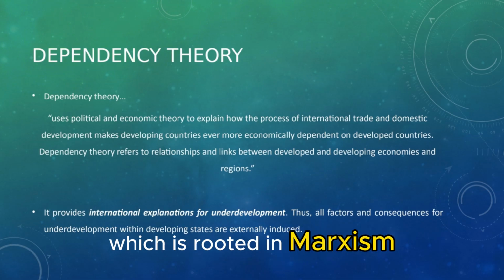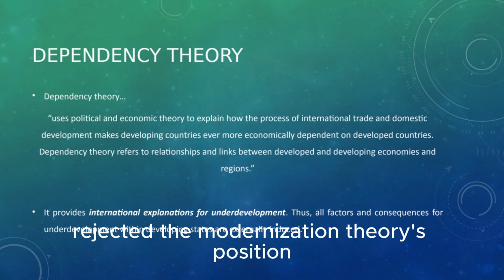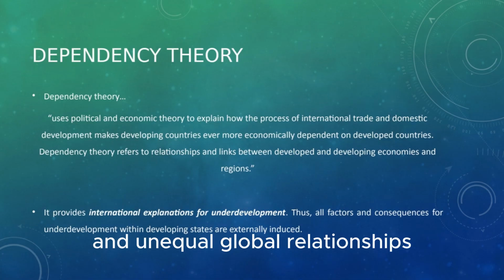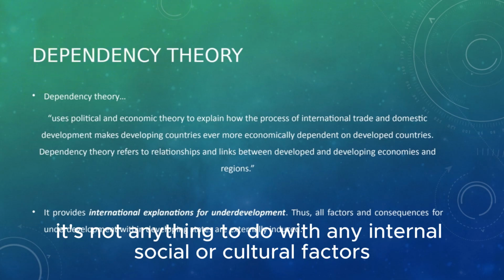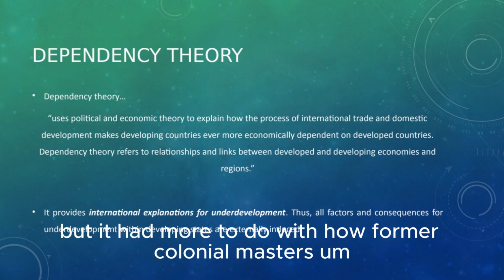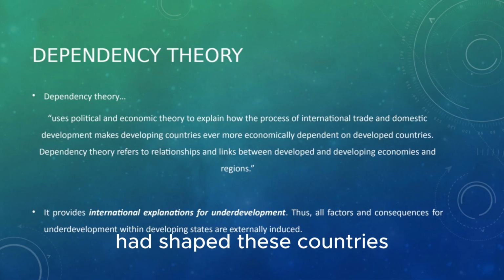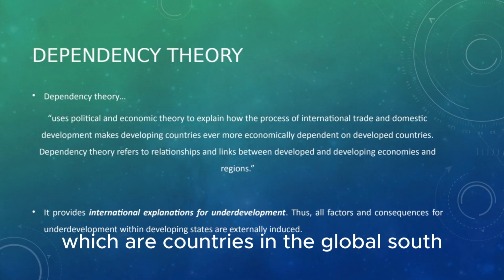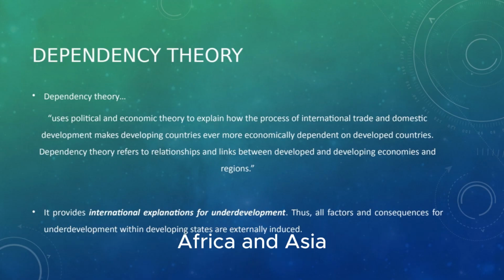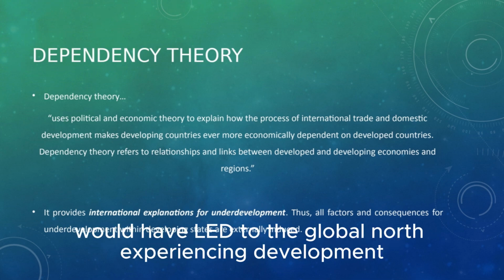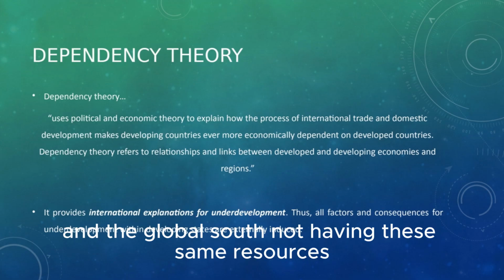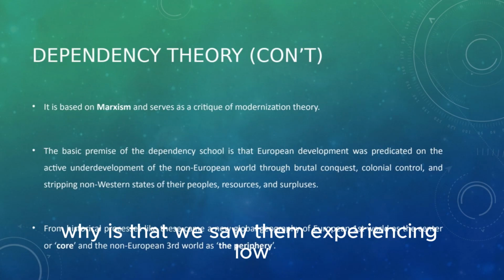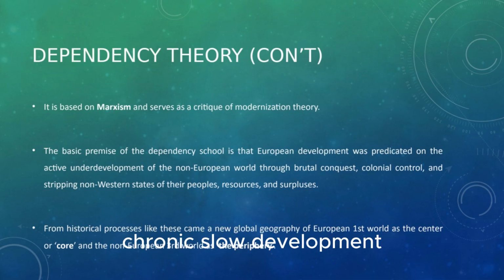Now, the dependency school, which is rooted in Marxism, rejected the modernization theorists' position. And they argued that Latin America's underdevelopment was actually a result of historical exploitation and unequal global relationships. So it's not anything to do with internal social or cultural factors, but more to do with how former colonial masters had shaped these countries, and how those in the global north, or the core, extracted resources from the periphery, which are countries in the global south, which include Latin America, the Caribbean, Africa, and Asia. Them extracting these surpluses led to the global north experiencing development and the global south not having the resources necessary for their own development. So they're saying it's not the fault of Latin America and the Caribbean why we saw them experiencing low, chronic, slow development.